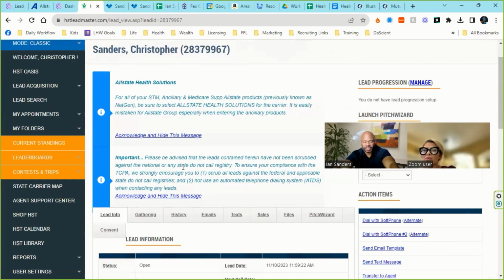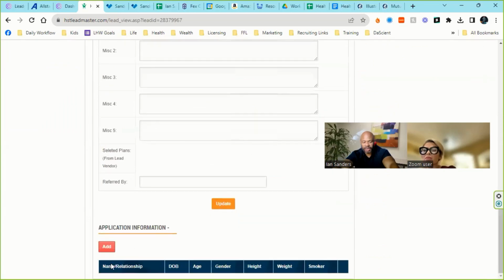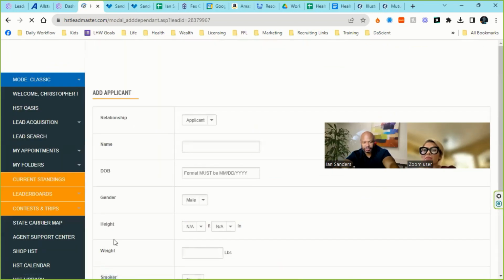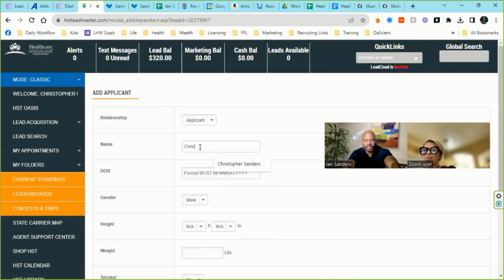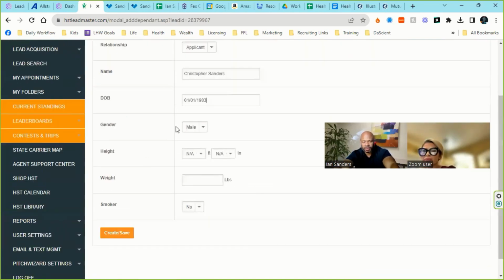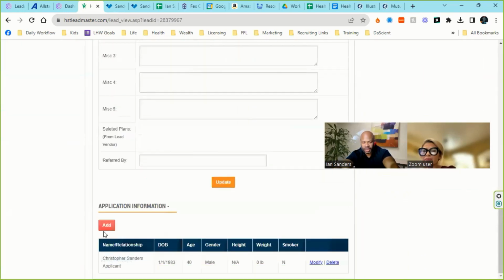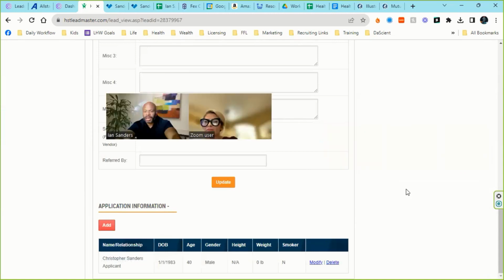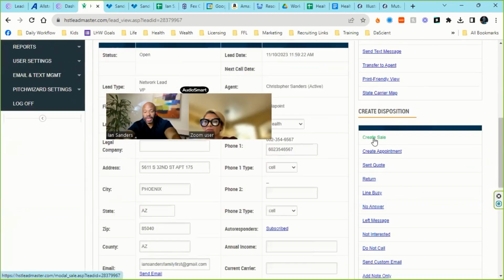What you'll do when you actually create a lead is fill in all the information you have, name, address, all of that. But then down here, you're going to click add. Then put the main primary person that you talk to's name in, and their date of birth. The rest of it doesn't matter. You might want to, if it's female, female, male, male, but the rest of this isn't important. The reason this is important is because until you put this here, at the bottom of the page where you hit add, you're not going to be able to do the next part, which is create sale. So now you'll hit create sale.